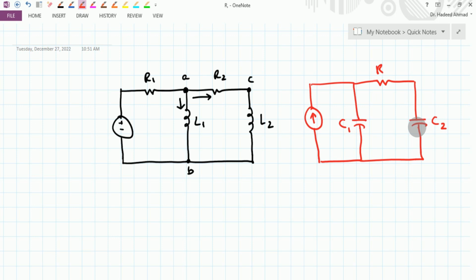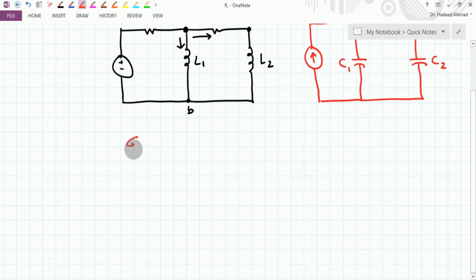For this, we have a general procedure to find out the response of such circuits, and the steps for a general solution of a second order circuit are as follows.